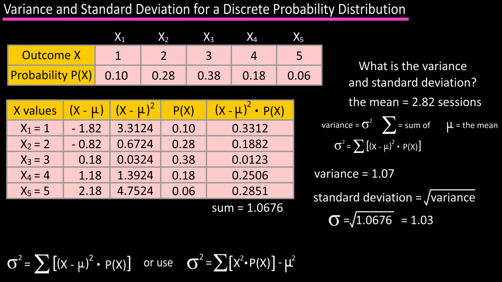One last note, there is a modified formula that can also be used to find the variance and standard deviation for a probability distribution, and it is listed on the screen. And both of these yield the same result.